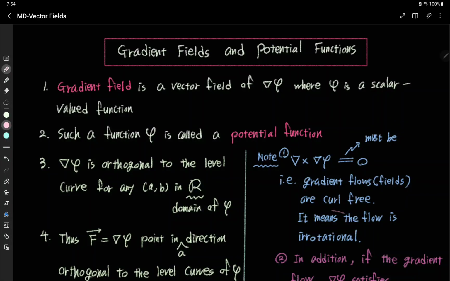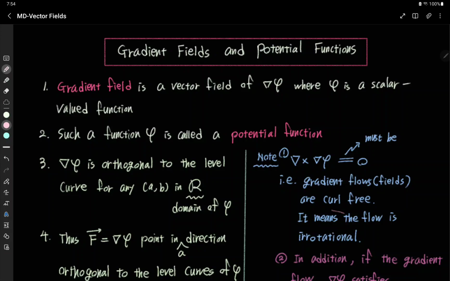Hello everyone. Today I'm going to talk about gradient fields and potential functions. So what's a gradient field? A gradient field is a vector field, the gradient of psi. Psi is a scalar-valued function, or you can say a real-valued function. When we generate a vector field from a real-valued function psi by taking the gradient, that vector field is called a gradient field.